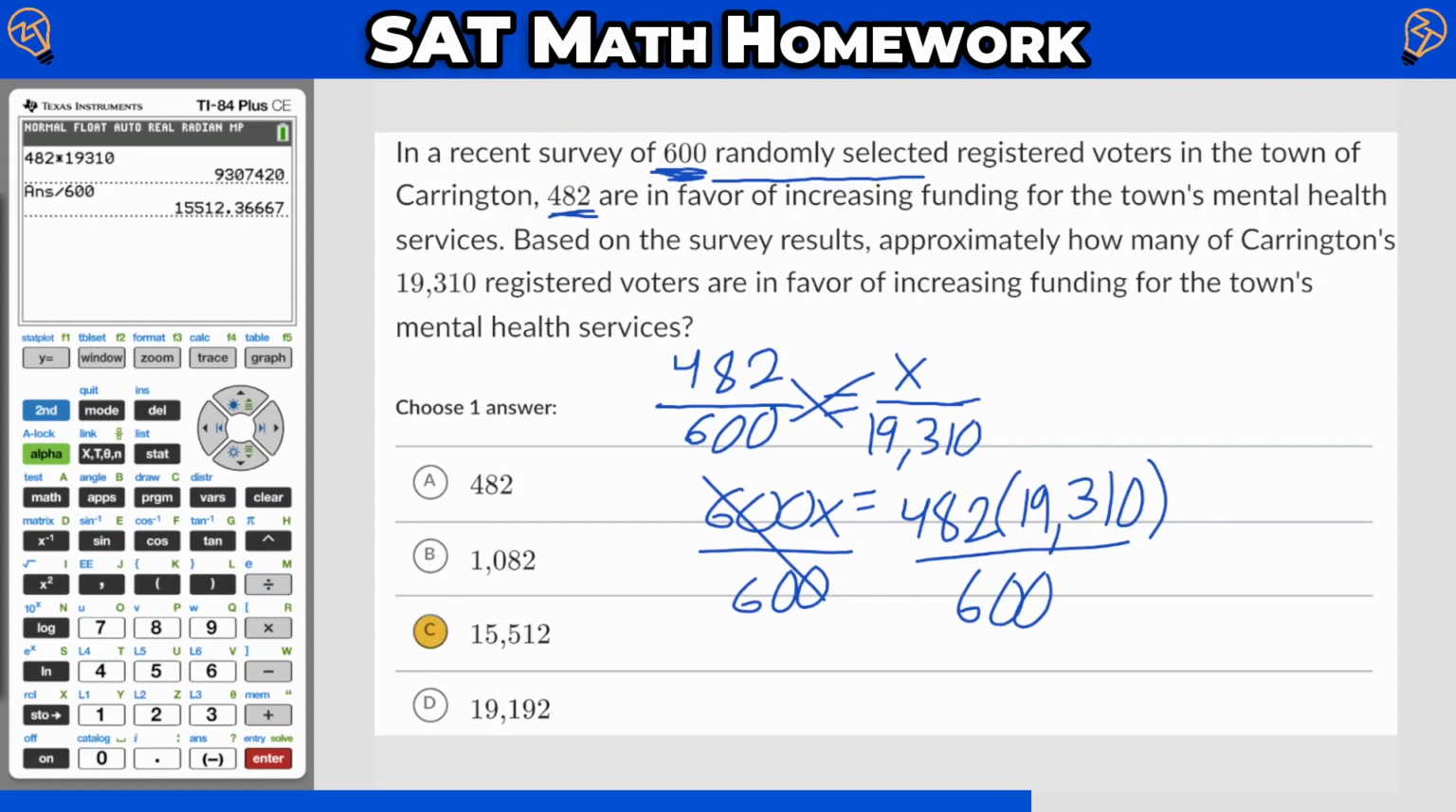Now you might be wondering, is there another way you could do it? Yes, you could have done 482 divided by 600 right away and said, oh, okay, so it's about 80.3% of the individuals. You could take that percent and say, okay, let's do an extrapolation of that to the entire population and say, okay, that percent of, which means multiply, the 19,310 gives you the same thing.